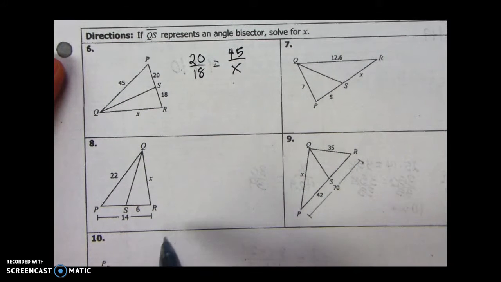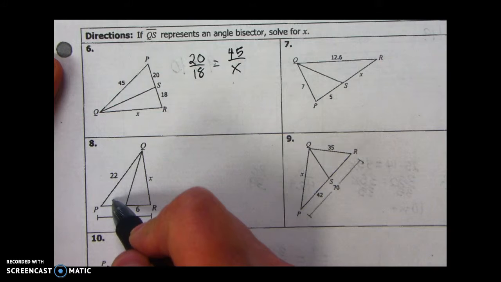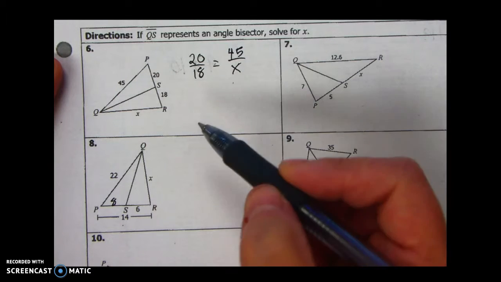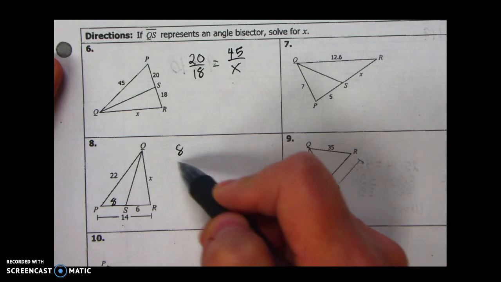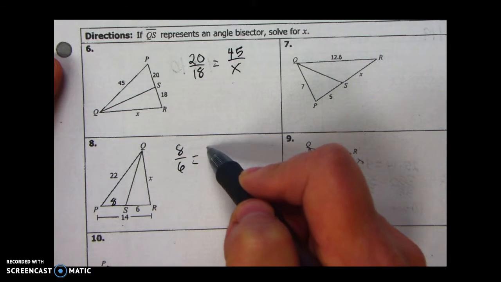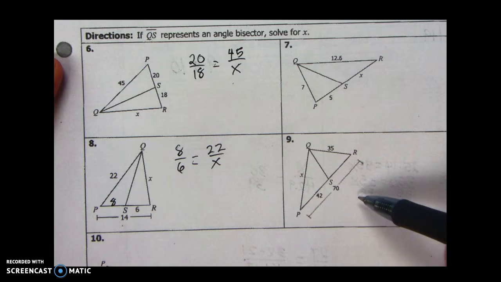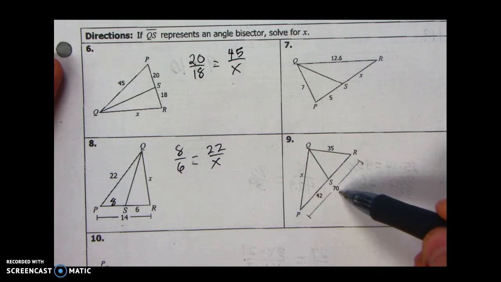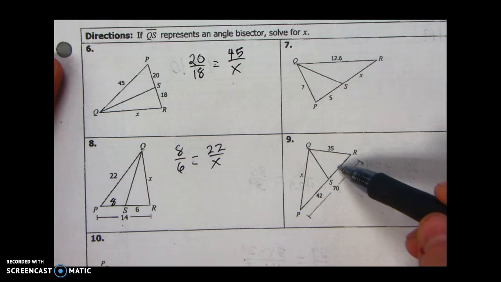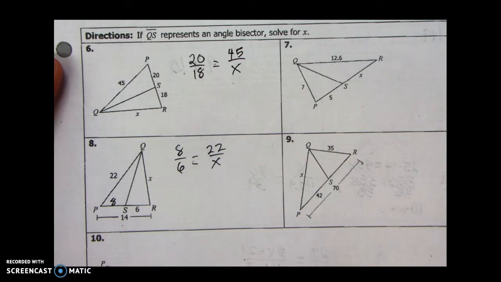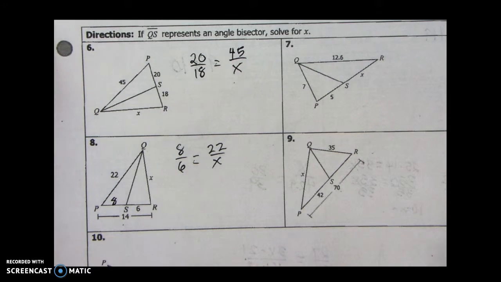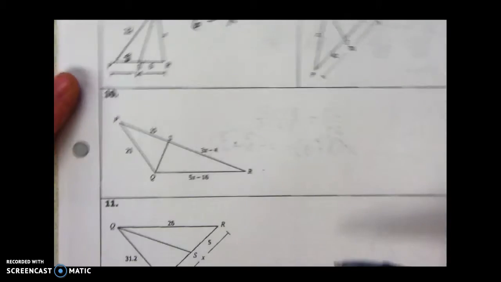Now, put your attention on number 8. Looking at the bottom line, the whole thing is 14. This portion is 6. So 14 minus 6, that's 8. That's the number that you're going to need. So then you're going to have 8 over 6 equals 22 over x, cross multiply and solve. And again for 9, you would do the same thing. 70 minus 42, get this number, and then set it up like that. That's straightforward.